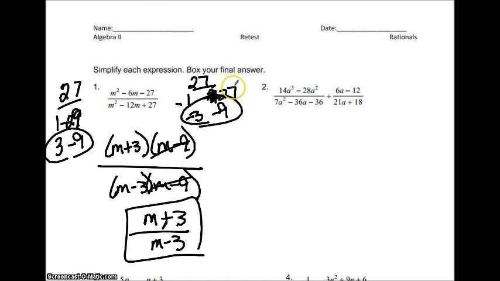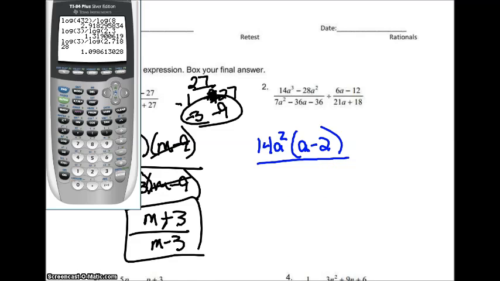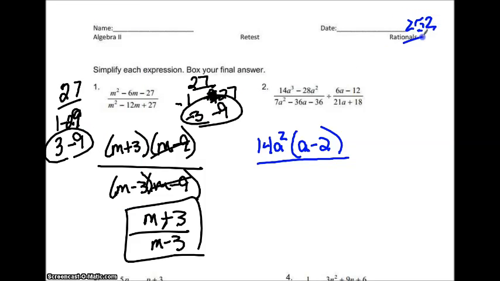Looking at number 2, I'm going to take the top and see what I can pull out of it. They both divide by 14 and they both have an a squared. When I do that, I'm left with a minus 2. Looking at the bottom, they have nothing in common, so I'm going to say what is 7 times 36? 252. So I'm going to come over here and I'm going to find the factors of 252.